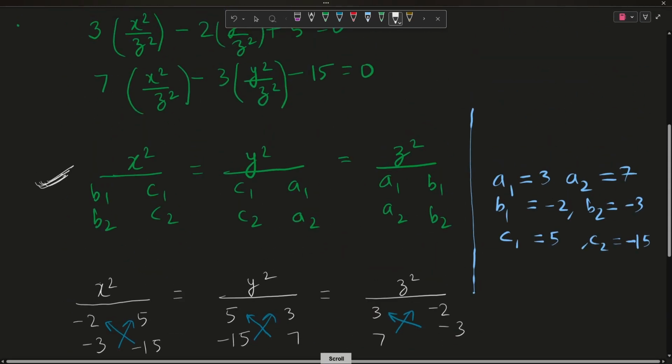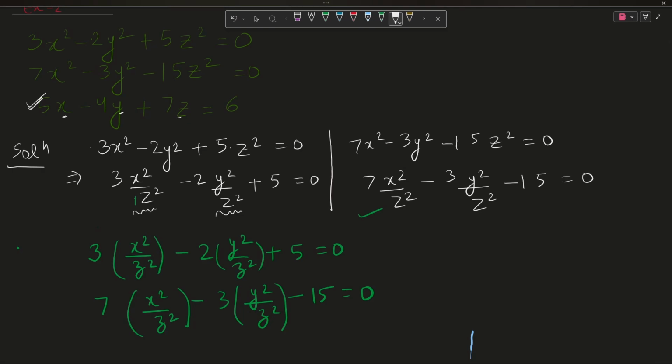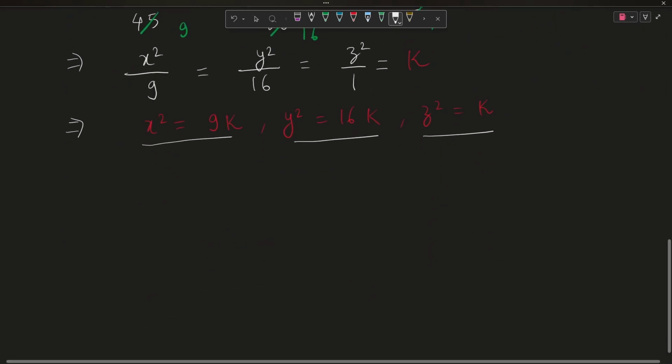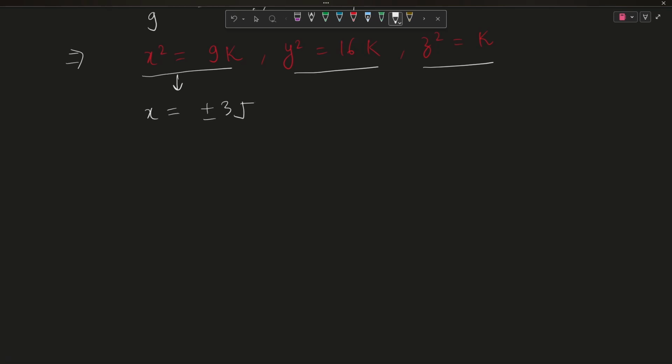But in our last equation, in this equation, we only have x, y, and z, or we can say we have the variables in the linear power, not in the power of 2 or quadratic, but in the linear power. So first we need to make them linear. So I can write it as x is equal to plus minus 3 under root k, y is equal to plus minus under root 4k, and z is equal to plus minus under root k.